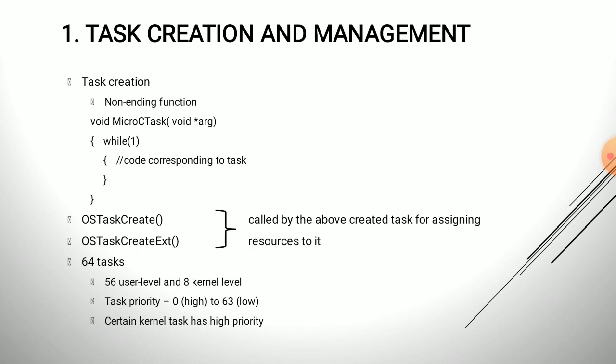Each task should have a unique task priority assigned. No two tasks can have the same priority. The priority of tasks varies from 0 to 63, with 0 being the highest priority and 63 being the lowest priority. Certain kernel level tasks have high priority, and some of the priorities are already reserved for kernel level tasks.